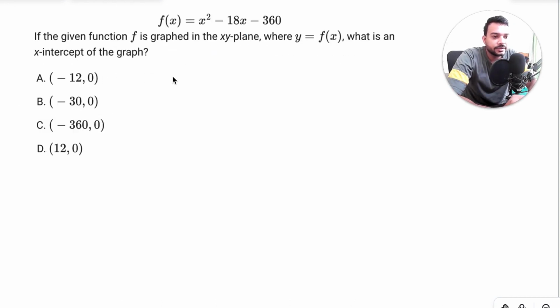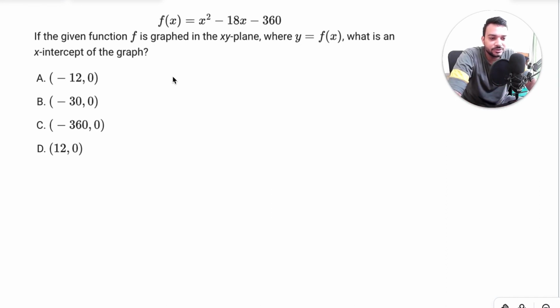f(x) is equal to x squared minus 18x minus 360. If the given function f is graphed in the xy plane where y is equal to f of x, what is an x-intercept of the graph? Pretty simple. They've given you a quadratic function, and the coefficient of x squared is positive, so it's going to be an upward opening parabola. It's asking what is an x-intercept of the graph.